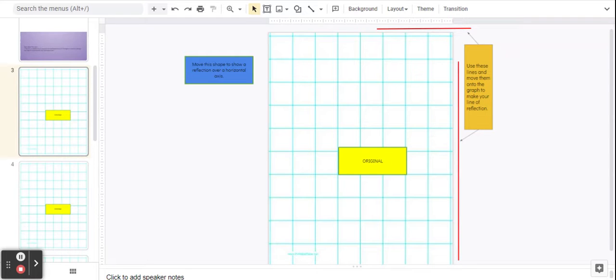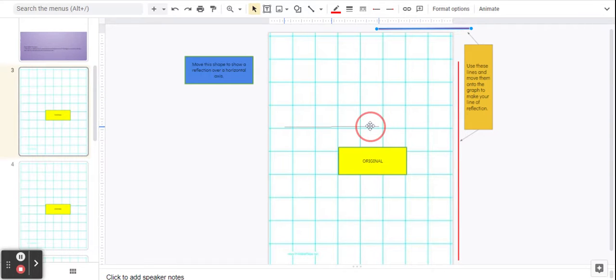So I'm going to read, and it says, move this shape, the blue shape, to show a reflection over a horizontal axis. Well, I remember that the word horizontal means left to right from my geometry unit. So in that case, if I know I'm going to be using a horizontal axis, that means I'm going to be using a horizontal line of reflection. So this is the line here I'm going to use. So I'm going to click and hold my cursor and drag it down.